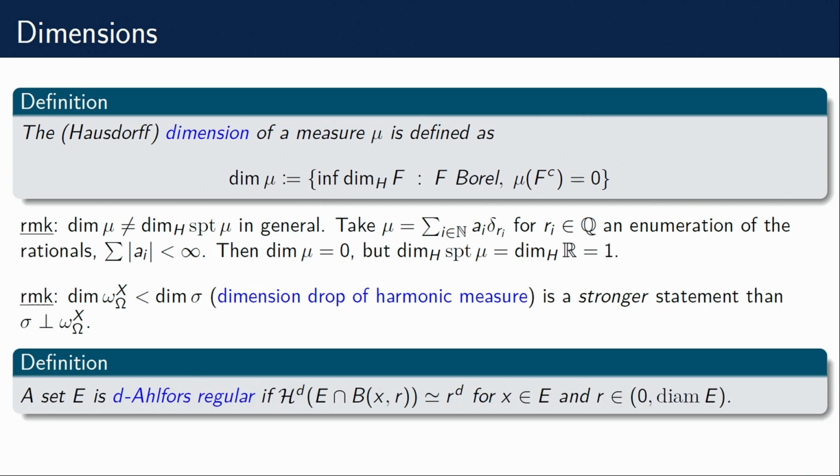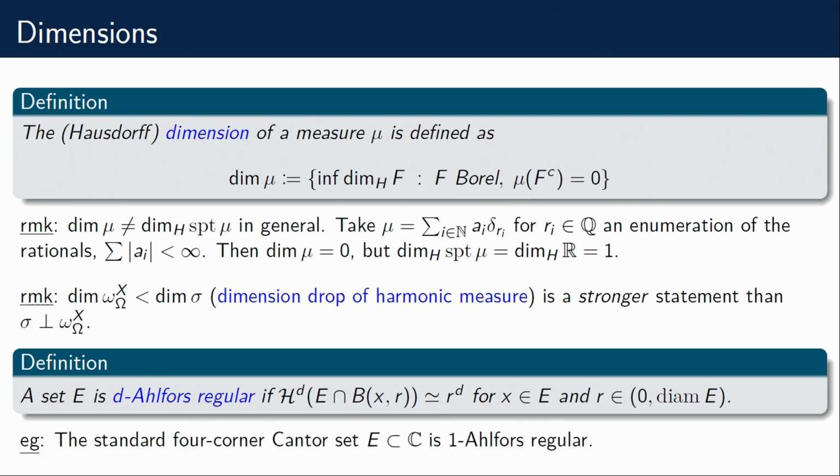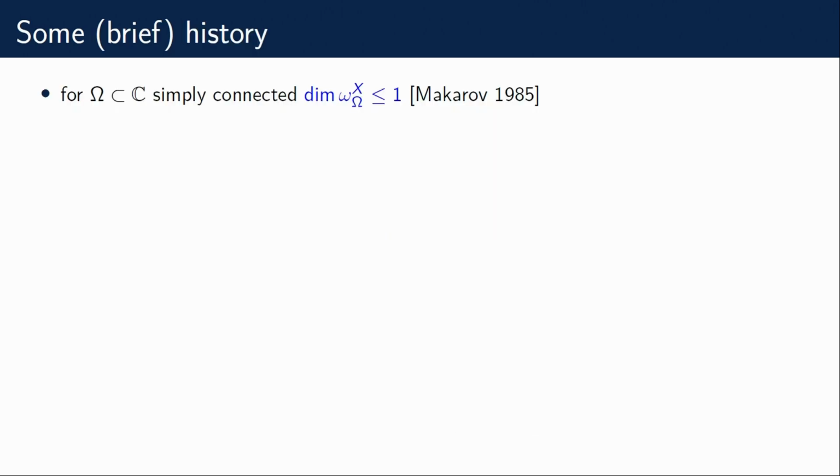And then there's only one other definition I need, which is Ahlfors regularity. I'll say that a set E is d-Ahlfors regular if the d-dimensional Hausdorff measure of any ball centered on E is comparable to r to the power d, for any x in E and r up to the diameter of the set. And just to give you a concrete example, the four-corner Cantor set, which is one of my favorites, is 1-Ahlfors regular. Okay. So now I'll give some brief history of the problem we were interested in.